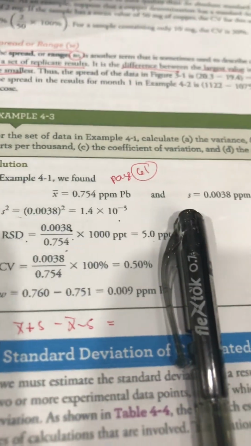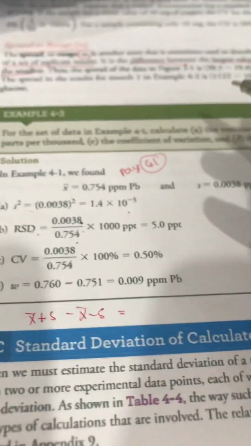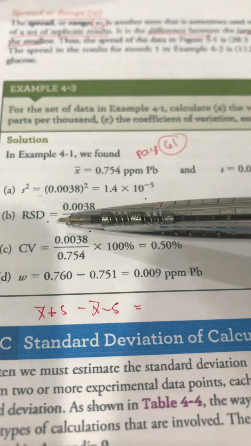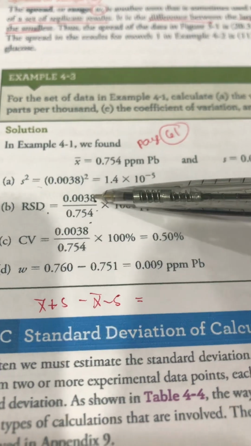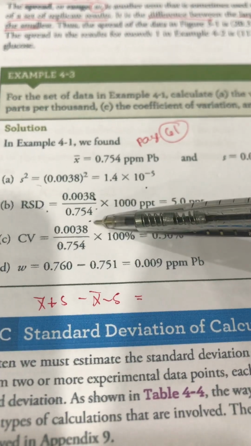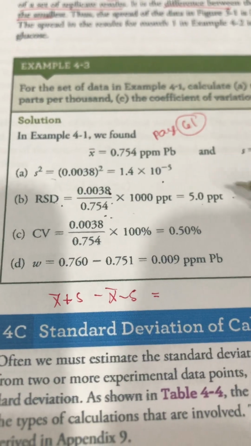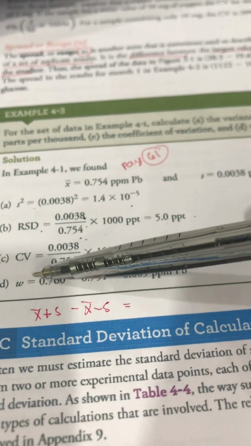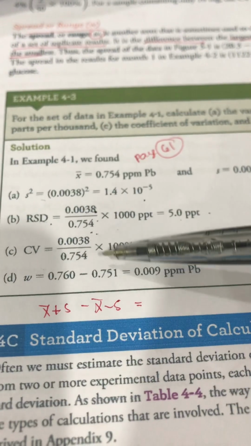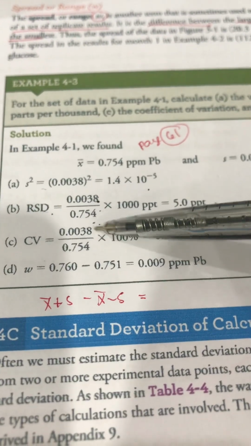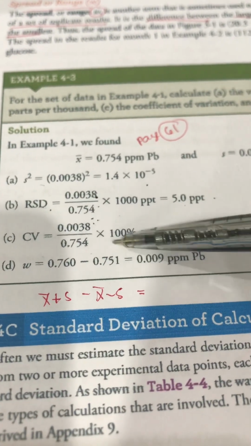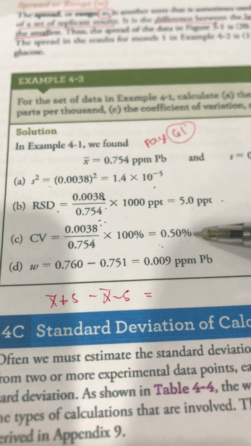Okay, now the RSD in ppt. When you say ppt, parts per thousand, this is how we solve it. The standard deviation from earlier, we divide by the mean, and then times 1000 ppt, that will give you 5.0 ppt. Now, how do we get the coefficient of variation? The sample standard deviation divided by the mean times 100%, that will give you 0.50%.